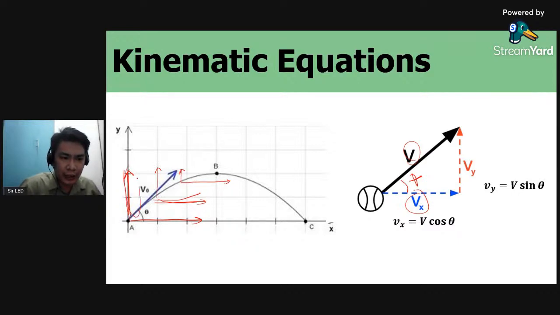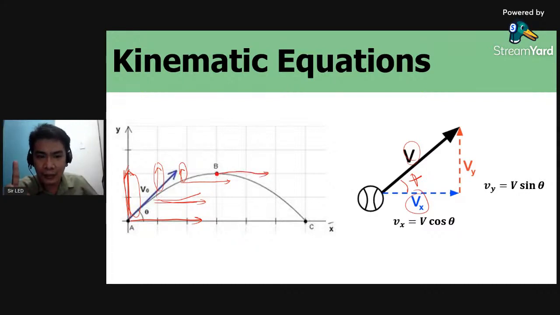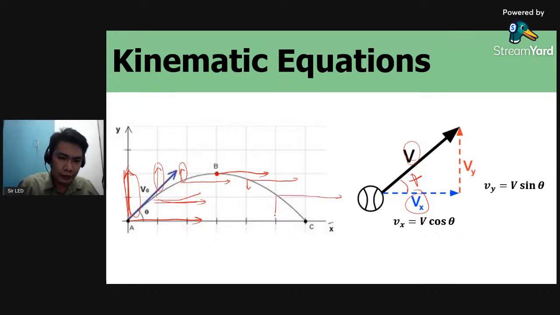As you can see, class, the arrow is decreasing in length, indicating that the velocity, or v sub y, is decreasing until such time that v sub y is 0 at the maximum height. After this, the ball will continue to move forward while it is now being pulled by gravity downwards. And the arrow now is increasing in length because the velocity is increasing in its magnitude. So, how to solve for v sub y? We simply use the formula v sine theta, and v sub x equals v cosine theta.